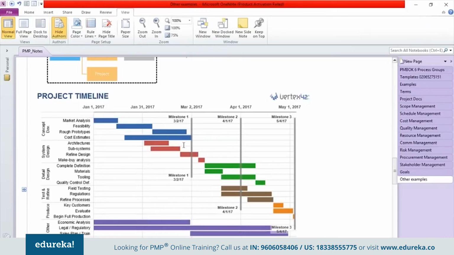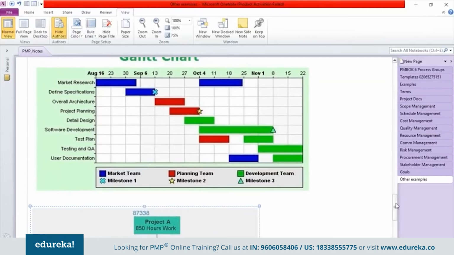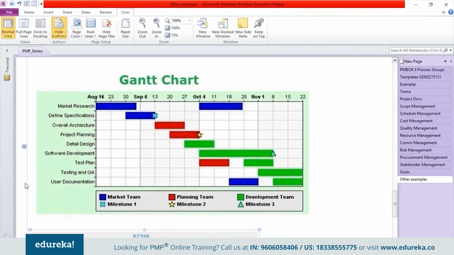Let's take a quick example of a Gantt chart so that you will understand how it looks. Typically, Gantt charts are very useful if we have to understand the dependencies of the activities, the various activities on the project and their duration, and how they are spread over a period of time in terms of timelines, the dependencies, who is working on that, etc. Plus, it also shows you milestones. As you can see on the screen, for Gantt charts, we have market research activity, define specifications, overall architecture, etc. These are the activities that are being performed on the project.